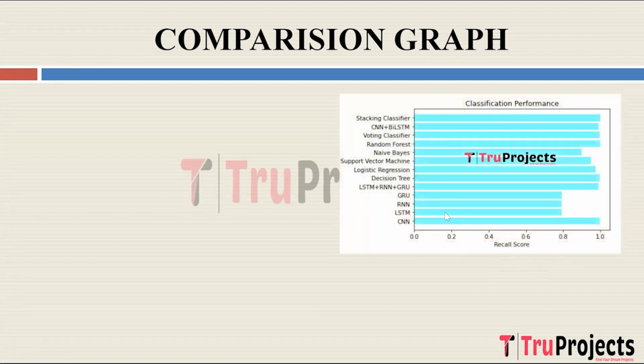This is the recall comparison graph. On the x-axis, we have the recall score, and on the y-axis, we have the algorithm name. Recall, also known as sensitivity or true positive rate, measures the model's ability to correctly identify all relevant instances in the dataset. It calculates the ratio of true positives to the total number of actual positive instances, true positives plus false negatives.